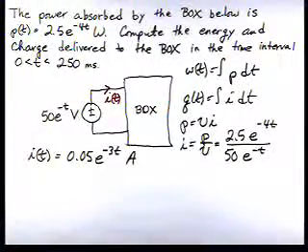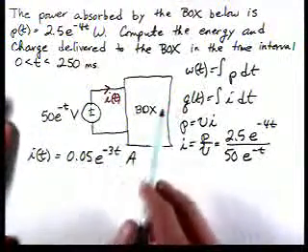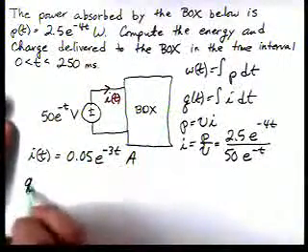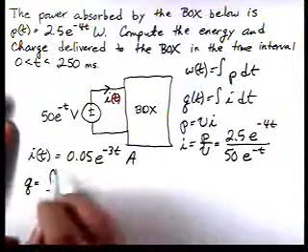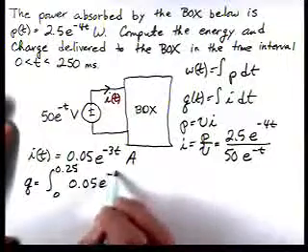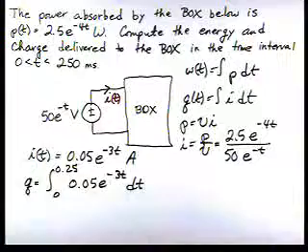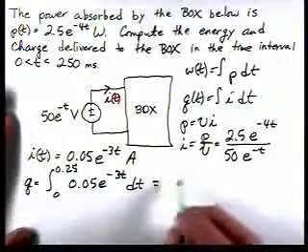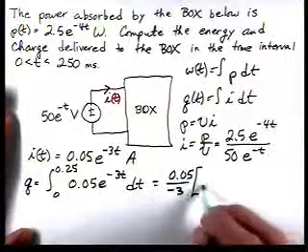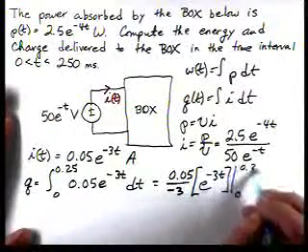So now, first let's calculate the charge delivered to the box in the time interval 0 to 250 milliseconds. So we have Q is the integral from 0 to 0.25 of 0.05 e to the minus 3t dt. And if we integrate that, we'll get 0.05 over minus 3 times e to the minus 3t, evaluated from 0 to 0.25.